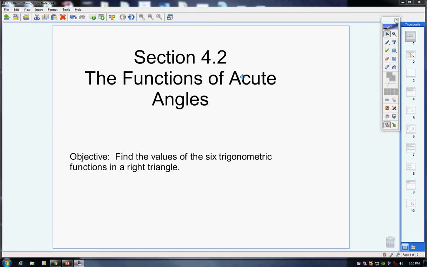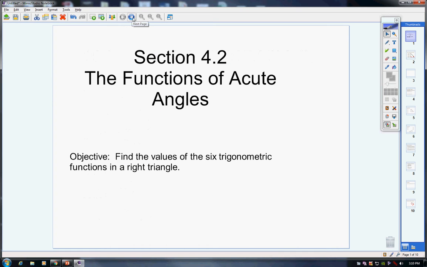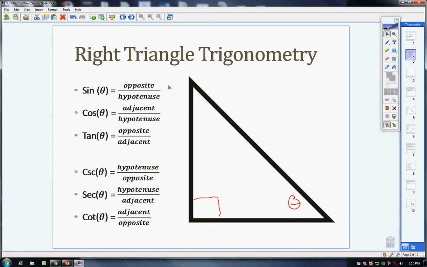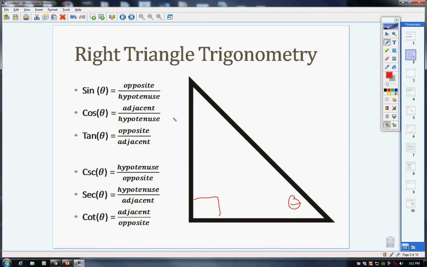I think most of what you're going to see in this presentation is going to be familiar, with a few new things. So you can see we're doing the trig ratios, which I think you've probably seen in geometry. These here, sine, cosine, and tangent, look very familiar. These maybe not so much, but they're pretty easy to do, and we'll talk about the relationship. They're all three related to the original three. So our objective today is to find the values of the 6 trigonometric functions in a right triangle. It's pretty easy, it's just fractions. So we love fractions, at least I love fractions.